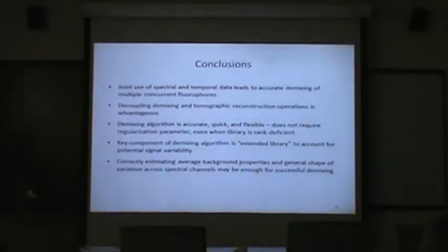Oh, I guess I forgot to say that it takes me about 5 minutes to demix 650 measurements on this laptop, so it's not at all computationally taxing. It's quick, it's flexible, you don't need a regularization parameter, even when the matrix is rank deficient. A key component of it is this concept of the extended library that allows us to account for the potential signal variability. And finally, our initial investigations tell us that correctly estimating the average background properties of the tissue and the general shape of that variation over the spectral channels may be enough to successfully demix the signals.